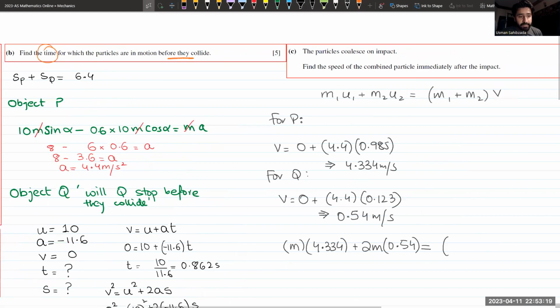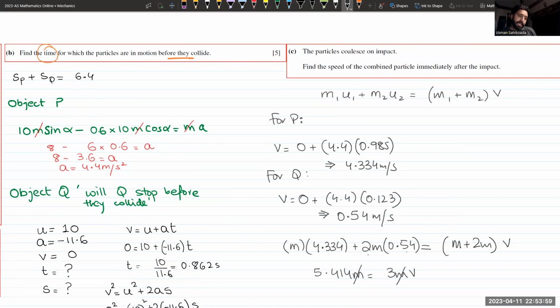Upon impact, they become m plus 2m. So the overall mass is 3m times their combined velocity. That is what they wanted us to find out. So you'll add this up, you'll divide. So what is 2 times 0.54 plus 4.334? What does that give us? 2 multiplied by 0.54, 1.08. 1.08 plus this. Sir, 5.414. 5.414 m is equal to 3 mv.